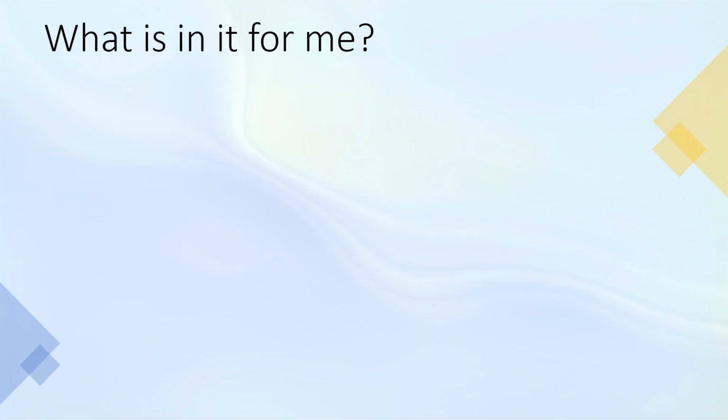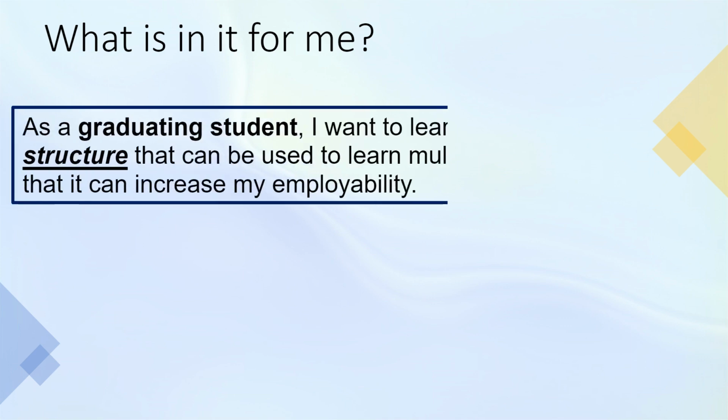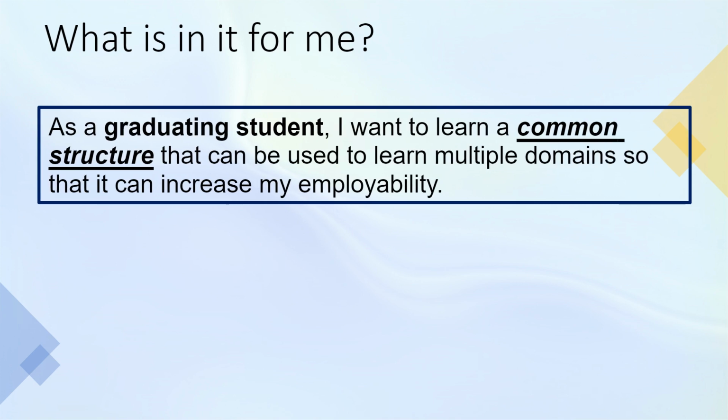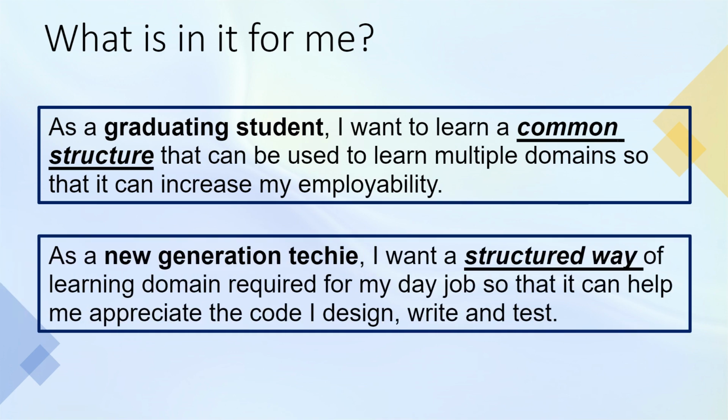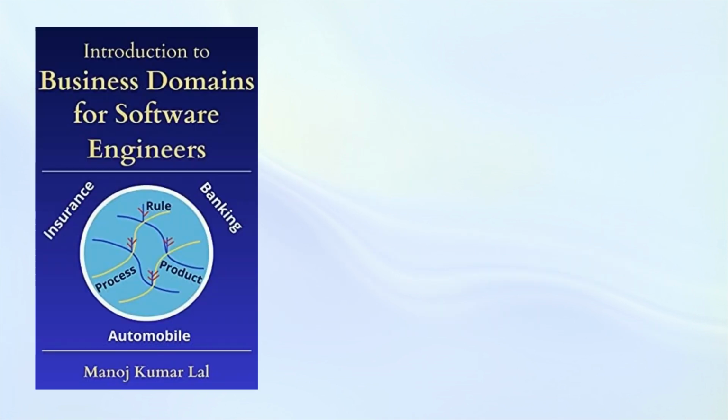Stakeholders from academia and industry stand to gain from this proposition as illustrated via two user stories. For graduating students, a common structure to explain multiple domains is particularly interesting as they do not know which domain they are going to work in. For a new generation techie, a structured way of learning domain is interesting as using this they can appreciate the code they design, write and test better.